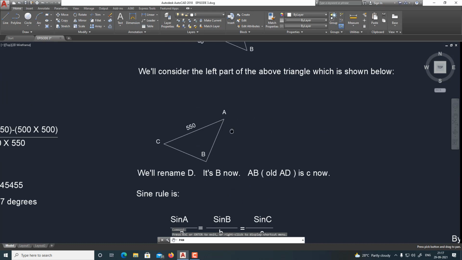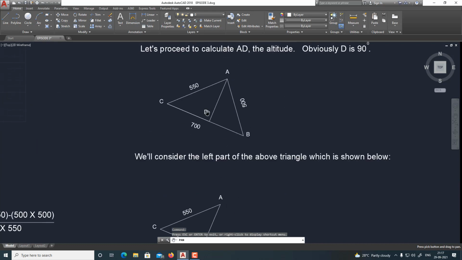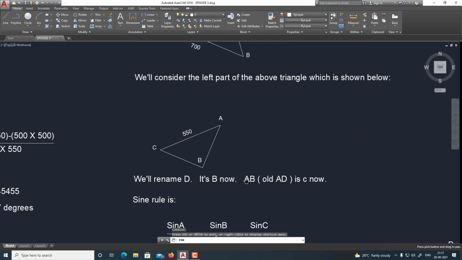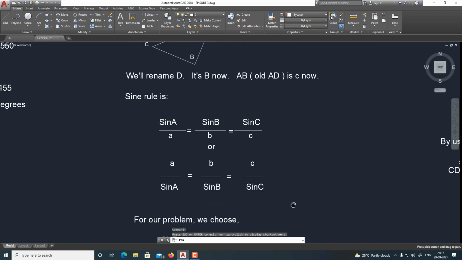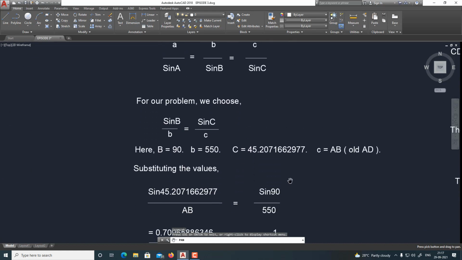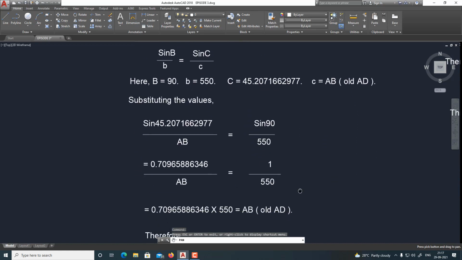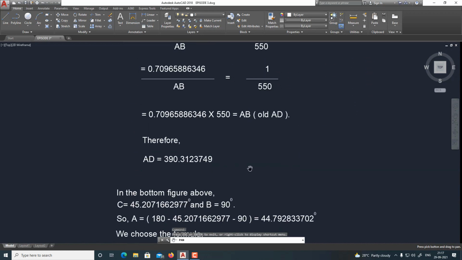Here AB is old AD. So we have calculated AD, which is necessary for calculating the area of the triangle. So AD is here. In the bottom figure above, C is 45.207166297 and B is 90.